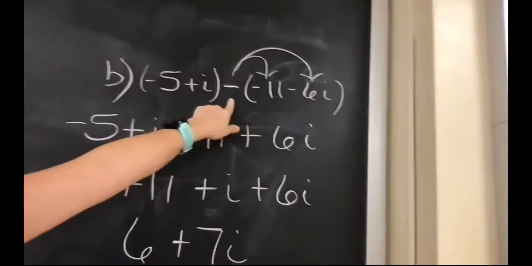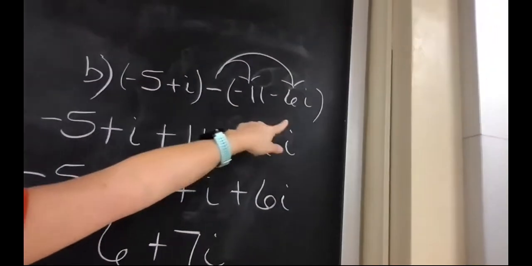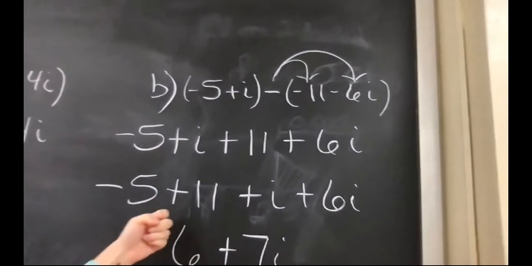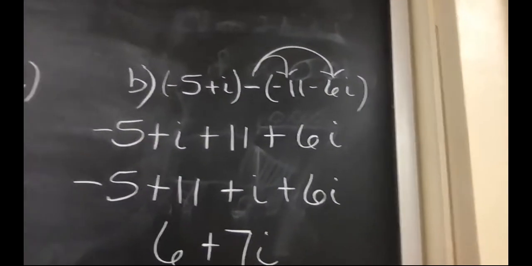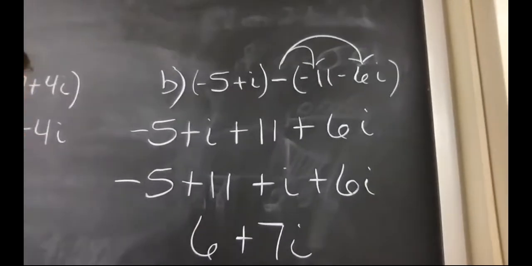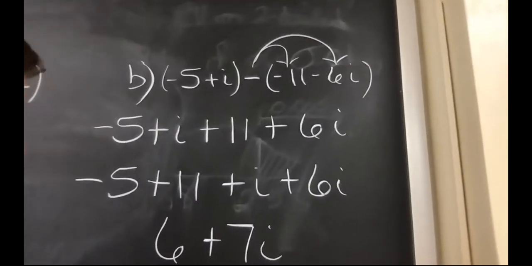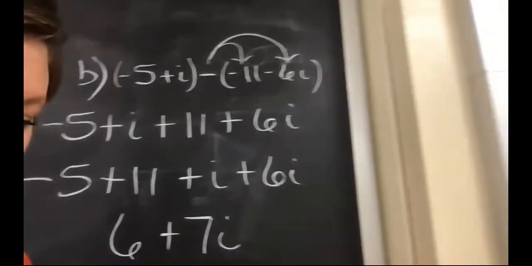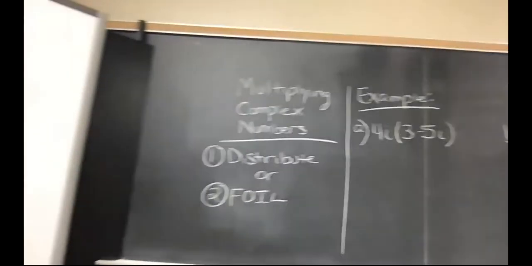So I distributed that negative in. I made both of those things positive so that it turned a subtraction problem into an addition problem. I added my real parts, I added my imaginary parts, and I got 6 plus 7i. Notice when we write complex numbers, we usually write the real part first and then the imaginary part second. Okay? So that's adding and subtracting.